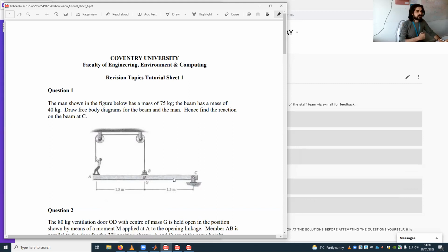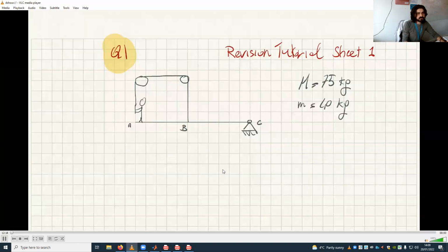So the man has a mass of 75 kilograms. I call this capital M, 75 kilograms, and the beam itself has a mass of 40 kilograms. We want to find the reaction on the beam at C. So we want to find the reaction forces at point C. Let me also draw points A, B, and C. And so this is what you should have on your screen.